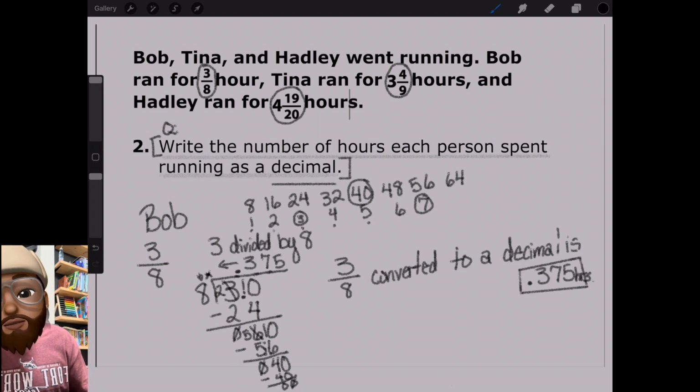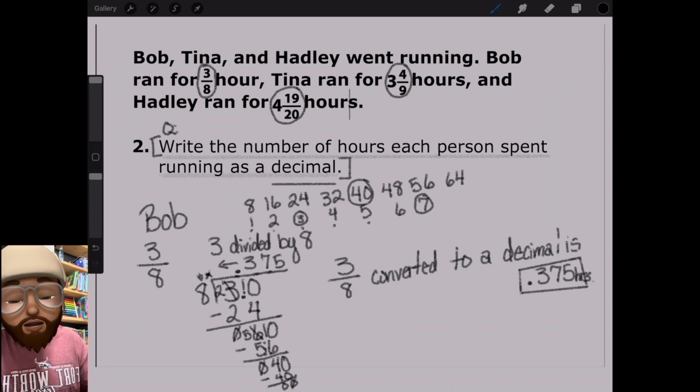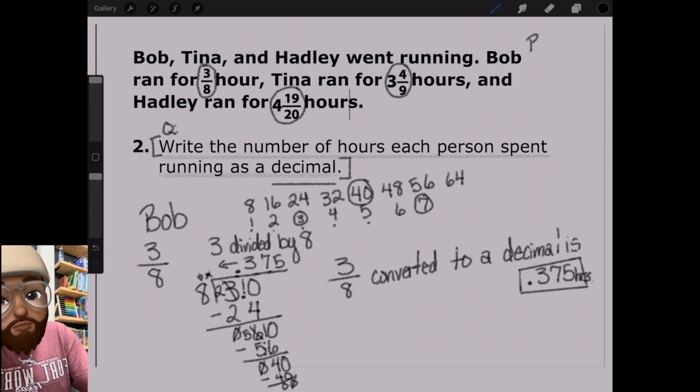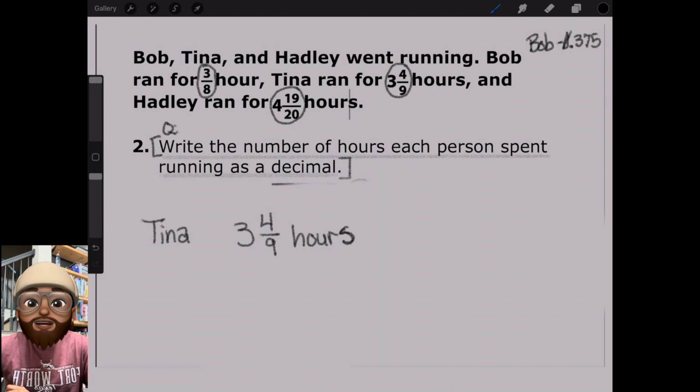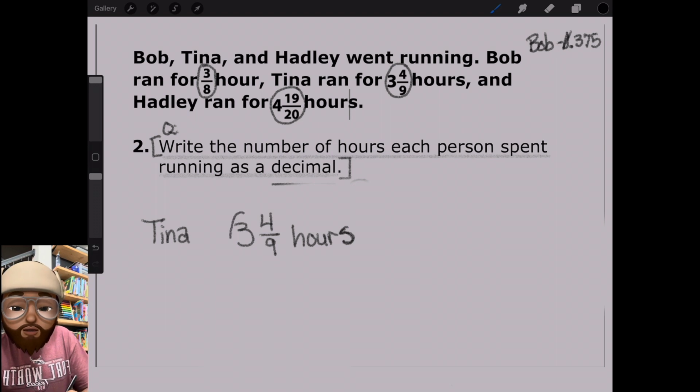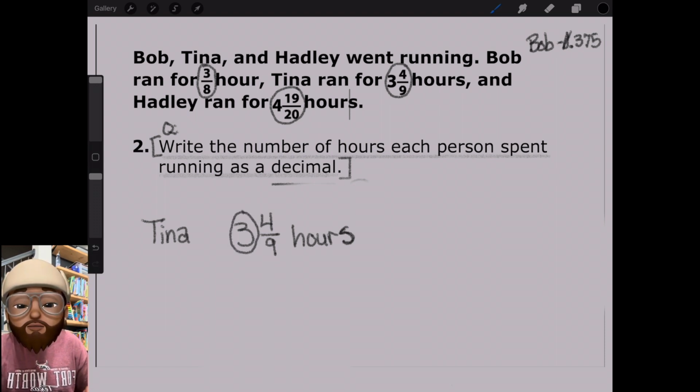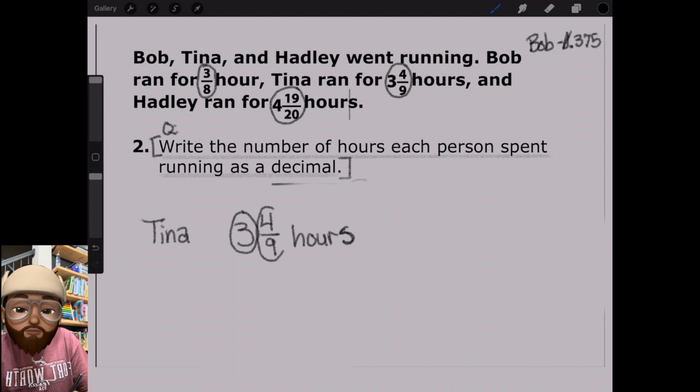All right, so now that we know Bob's, we can go ahead and clear this area. Let's write this down first. Bob. Let's put our 0 there first. 0.375. Okay, so Tina ran for 3 4/9 hours. So we know that 3 means 3 full hours, and 4/9 would be 4/9 of an hour. So what we want to do is turn 3 4/9 into a decimal.